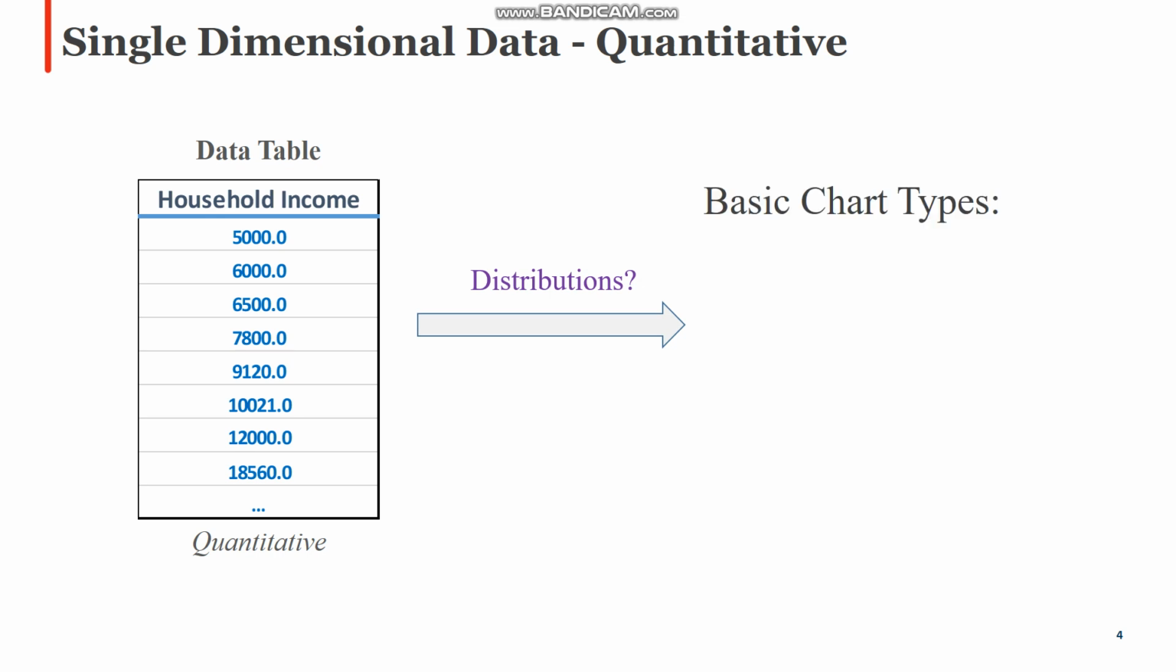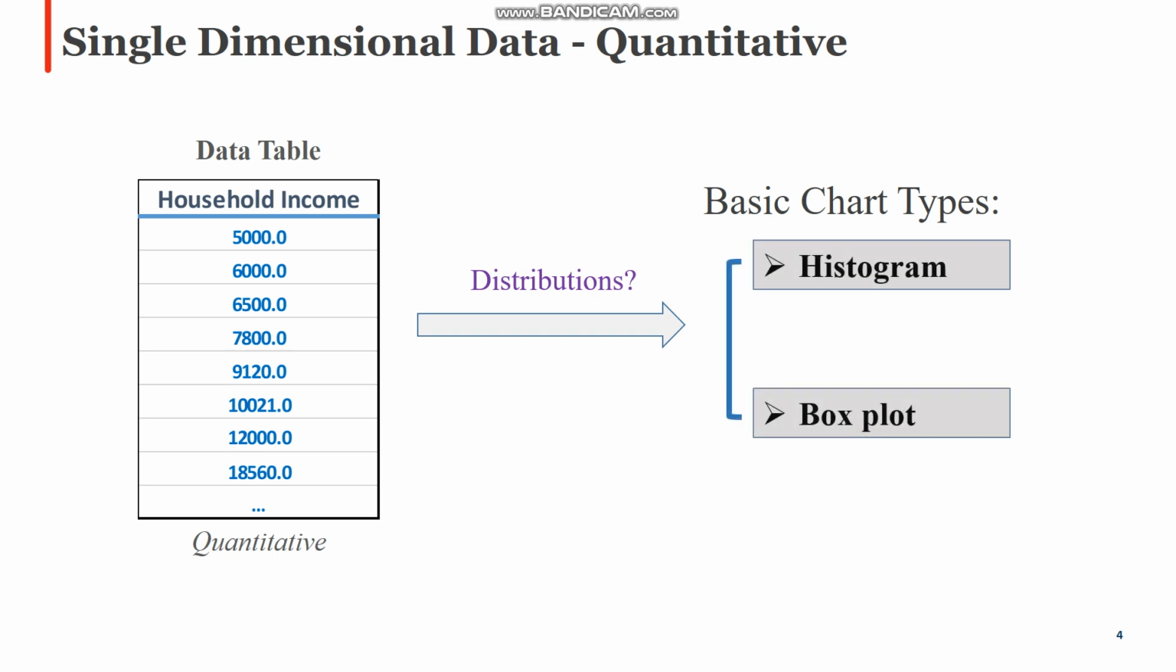So let's start with a single-dimensional data variable, a quantitative data variable. Say you have collected the data for different household incomes, and how will you visualize that? You may want to know the distributions, right? So for data distributions, we may use the basic chart type, that is the histogram or a box plot.